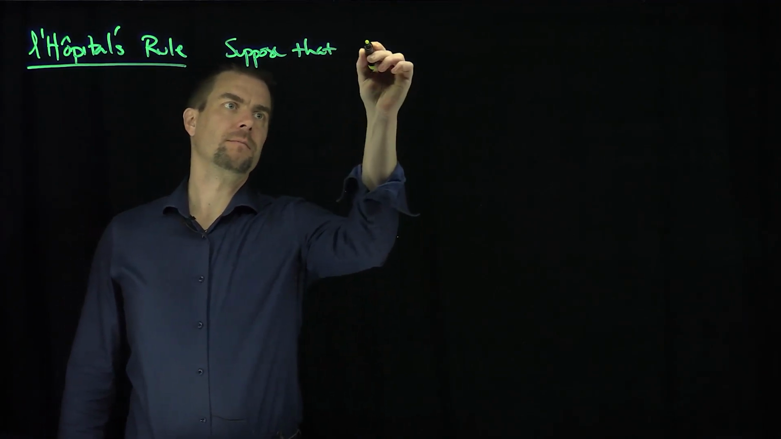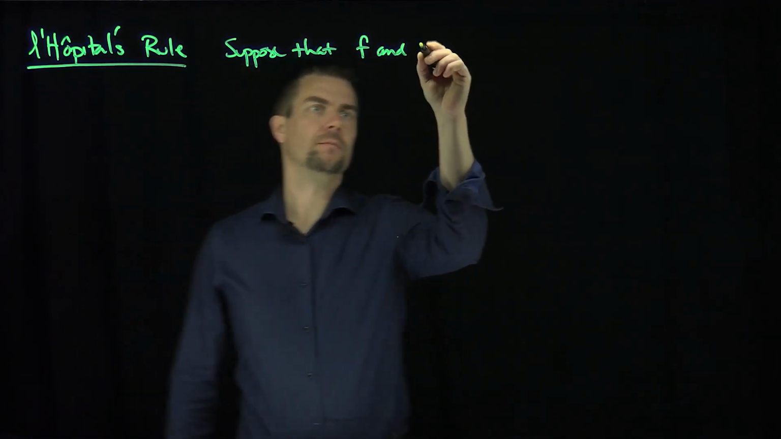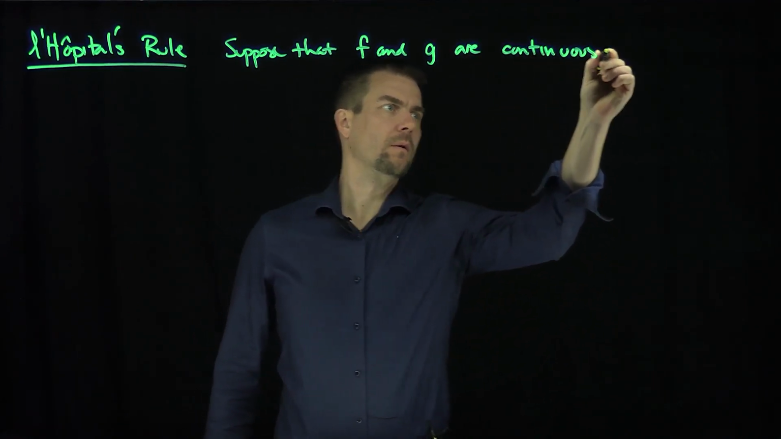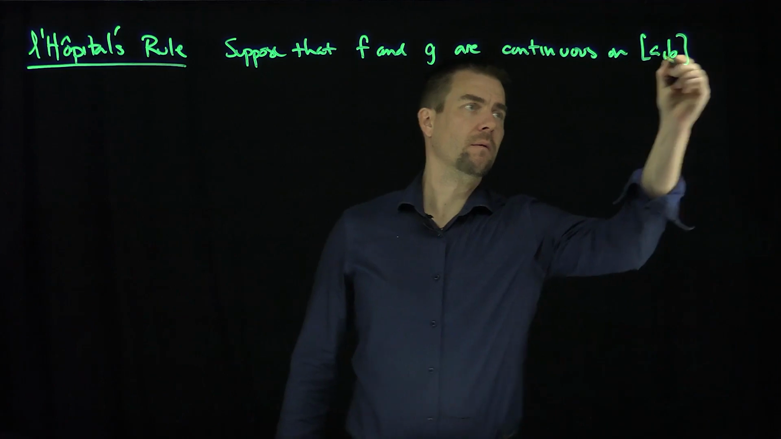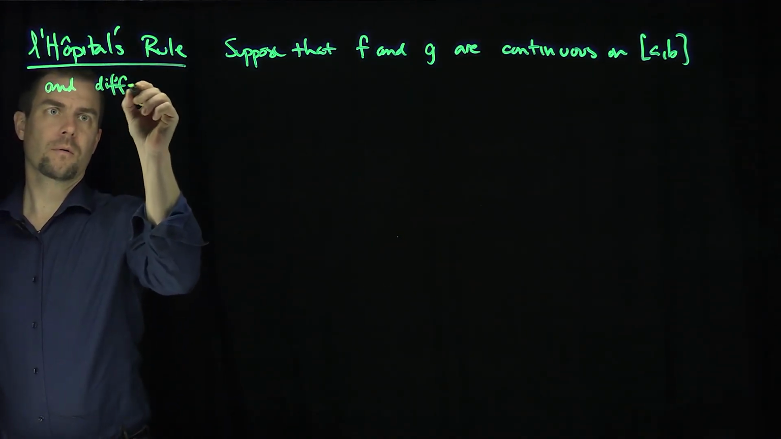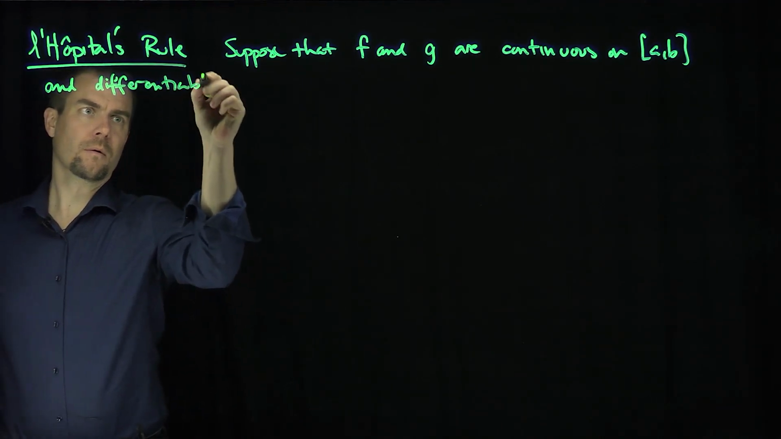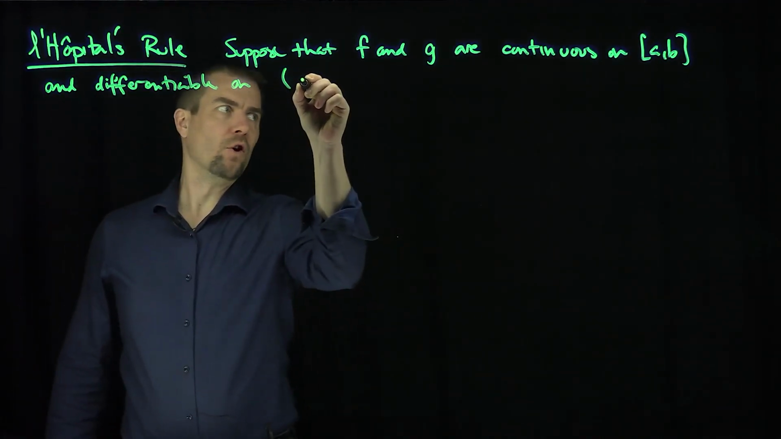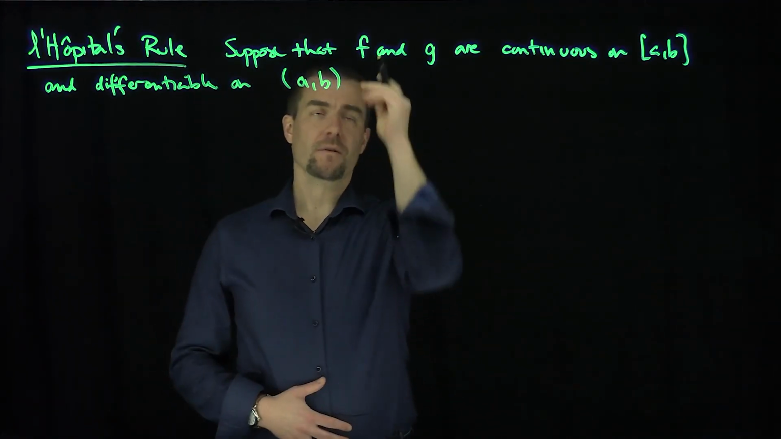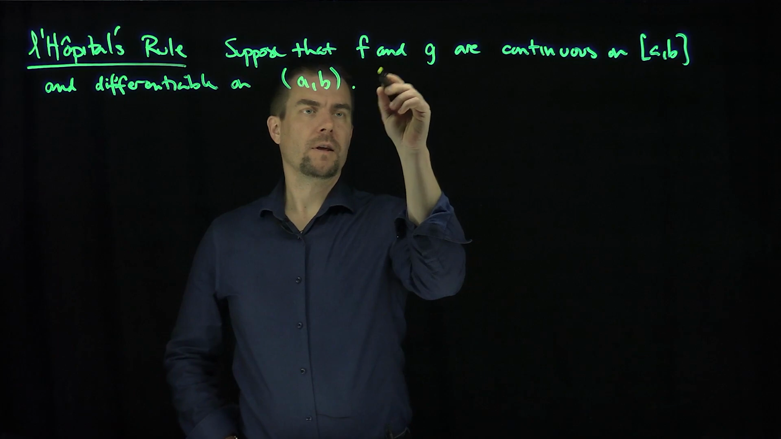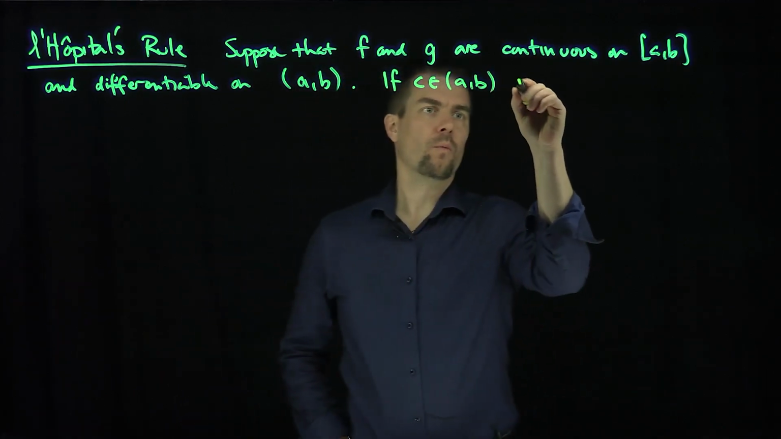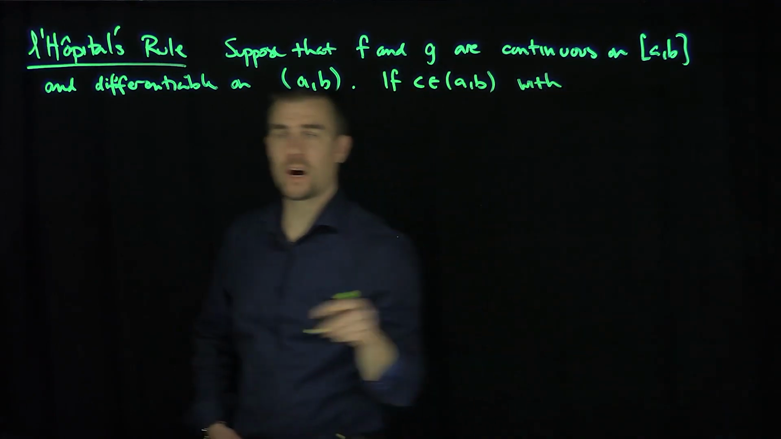that f and g are continuous on [a, b] and differentiable on the open interval (a, b). And let's let C be a point inside the interval. If C is a point inside the interval (a, b) with the following two properties.